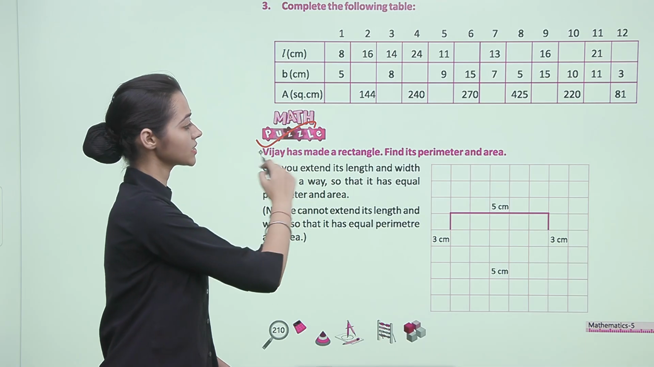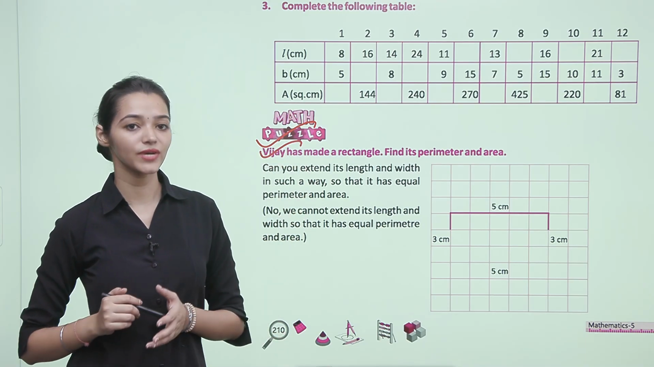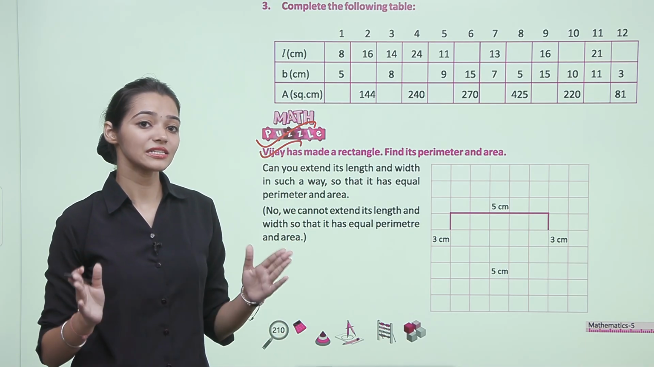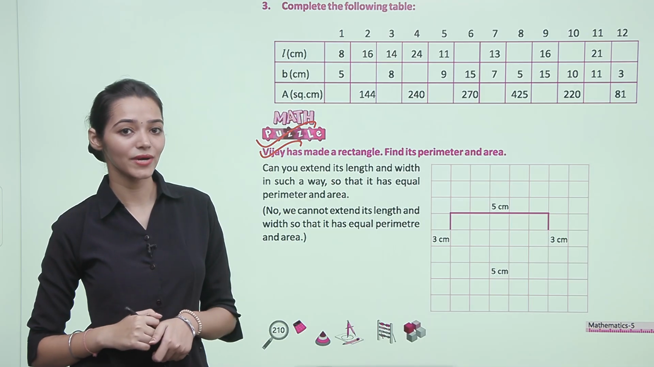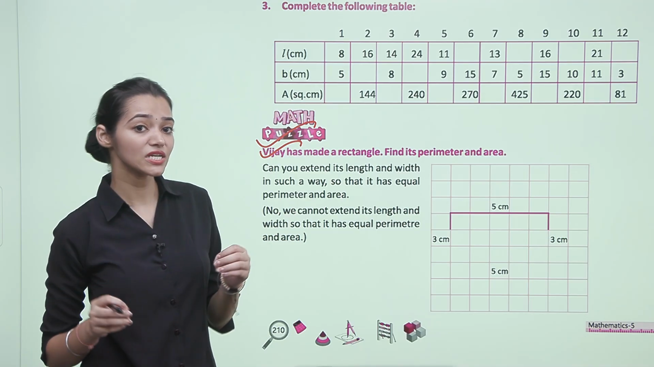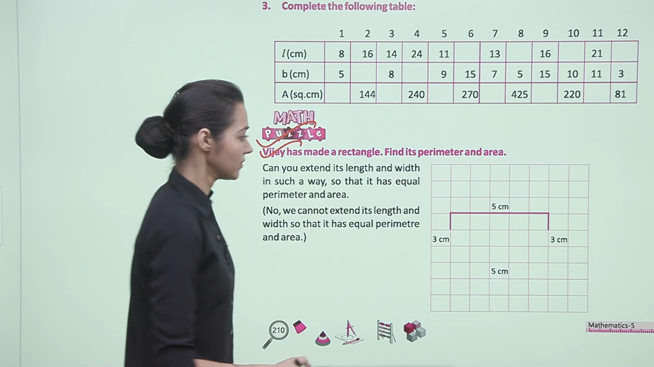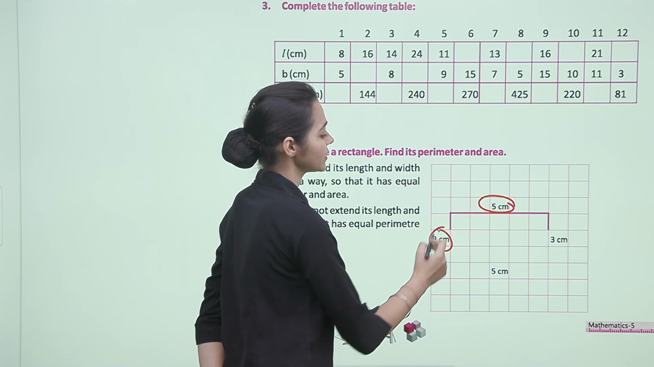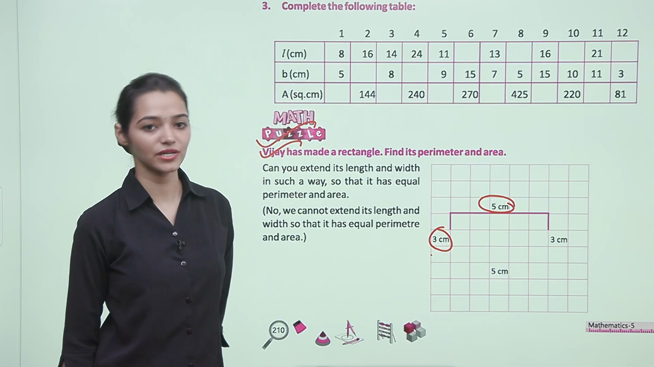In the next one, maths puzzle, Vijay has made a rectangle. We have to find its perimeter and area. Now, can you extend its length and width in such a way that it has equal perimeter and area? No, we cannot extend its length and width because it has equal perimeter and area. Length is 5 and breadth is 3. That's how you have to find its perimeter and area.